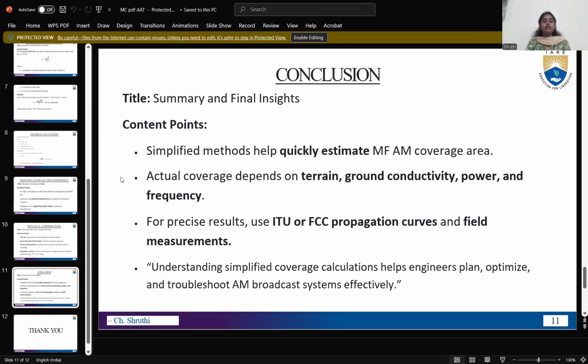And it is the conclusion of the topic. Understanding simplified coverage calculations helps engineers plan, optimize, and troubleshoot AM broadcast systems effectively.